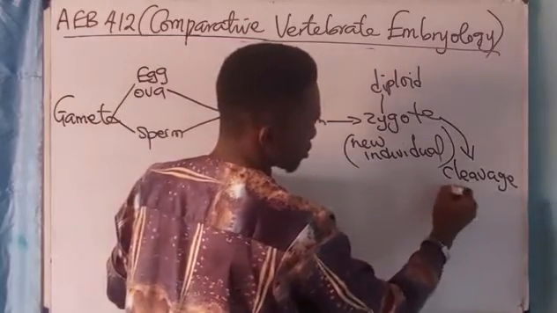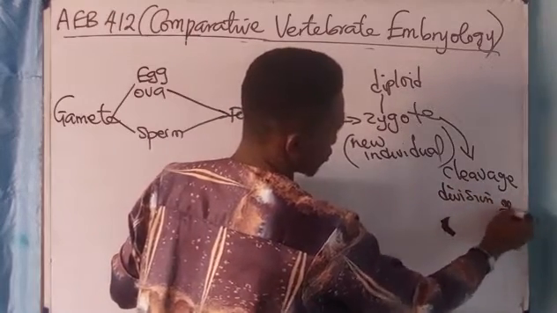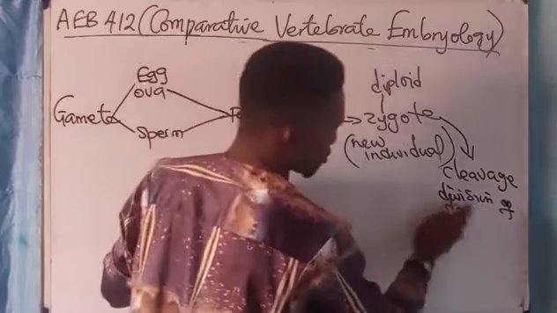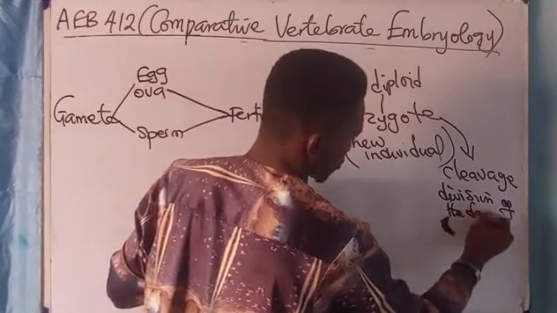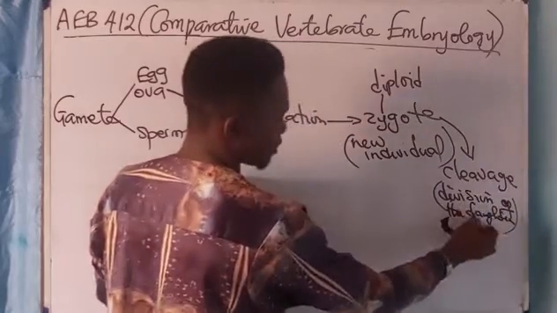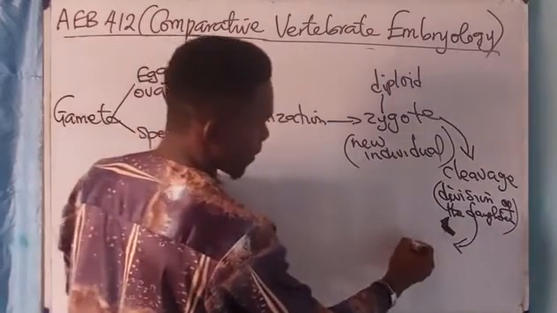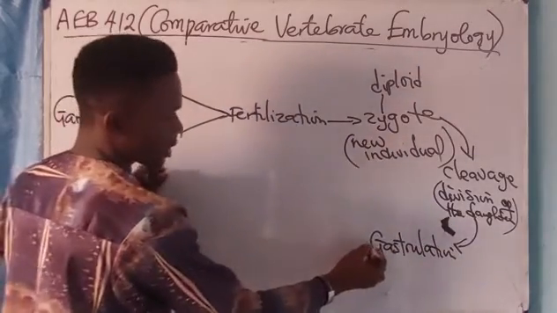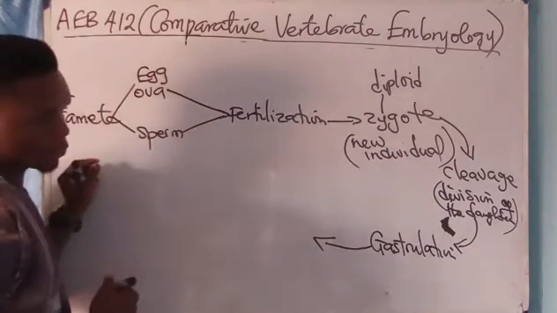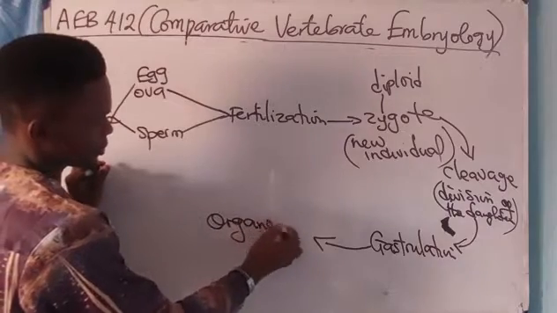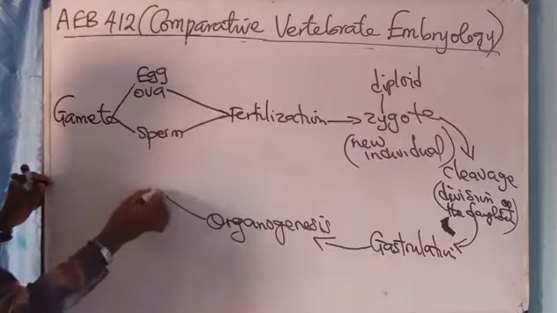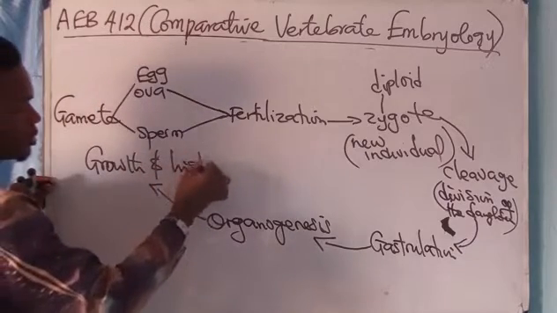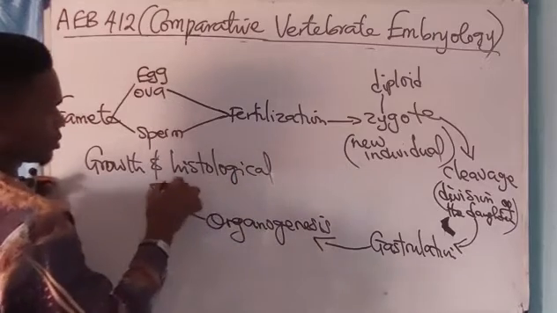That is division of the zygote. All right. Now after cleavage, you now have gastrulation. Then after gastrulation, you now have which one again? Organogenesis. After organogenesis, you now have growth and histological development.